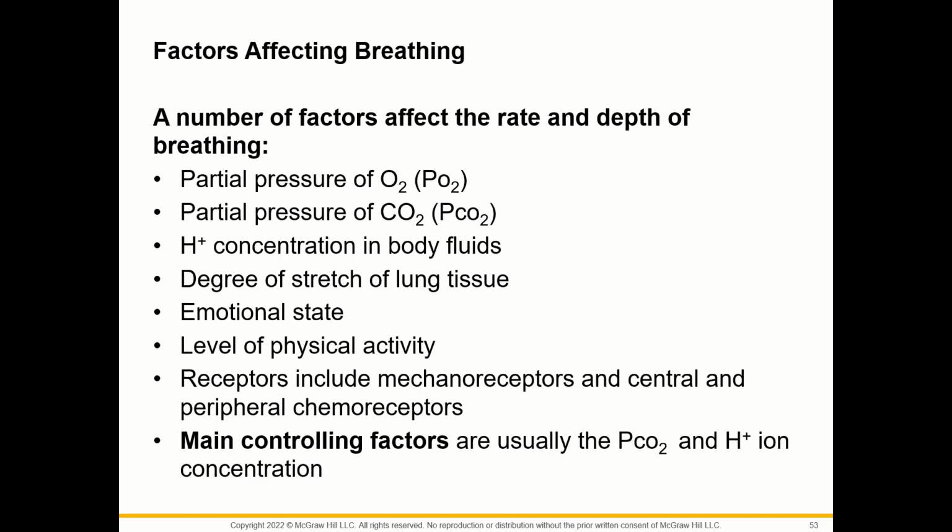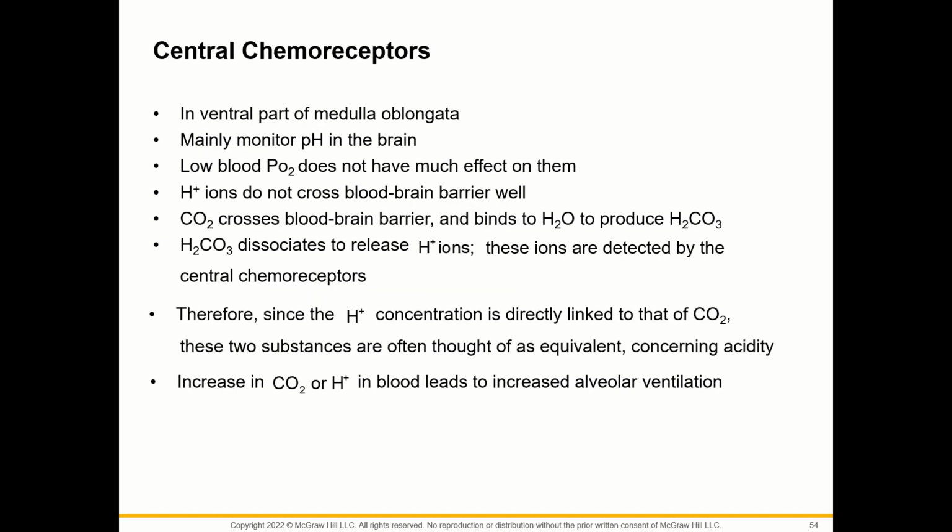So a number of factors affect the rate and depth of breathing. Partial pressure of oxygen, partial pressure of carbon dioxide, the hydrogen ion concentration of body fluids, the degree of stretch of the lung tissue, your emotional state, your level of physical activity, receptors that include mechanoreceptors and central and peripheral chemoreceptors. The main controlling factors are usually the partial pressure of carbon dioxide and hydrogen ion concentration. This is leading to that acidosis that I was telling you about earlier that can occur particularly if COPD is in place, because you've got to balance the carbon dioxide levels in your blood so that you can balance the hydrogen ion levels and you don't become too acidic.